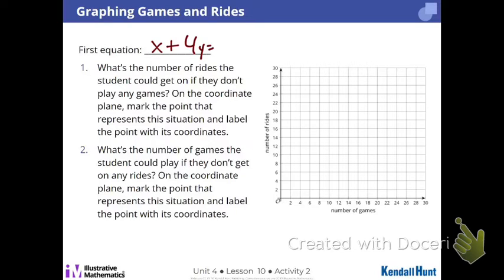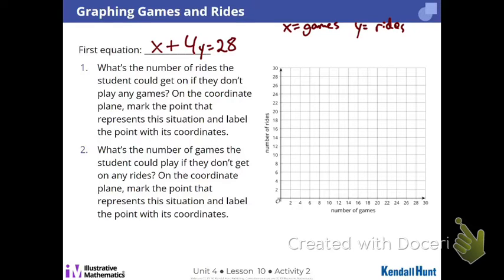Oh, it goes up there? Where x is the number of games, and I kind of like to get it organized, and y is the number of rides. It's also labeled on our x and y axis, but I just like writing it somewhere like this too. So the next thing it says is, what is the number of rides the student could go on if they don't play any games? So who can tell me the answer to that and how you know?